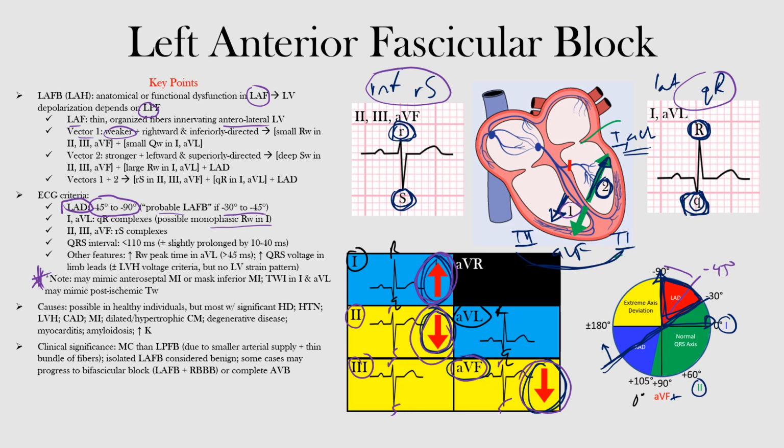When we talk about ischemia and infarction in upcoming lectures, there are a number of causes. For clinical significance, one thing I want you to know is that this is more common than left posterior fascicular block, because of the thin bundle of fibers in the composition of this left anterior fascicle and the smaller arterial blood supply. Generally, if this is isolated, it tends to be benign. And in some cases it can progress to bifascicular or even complete heart block.